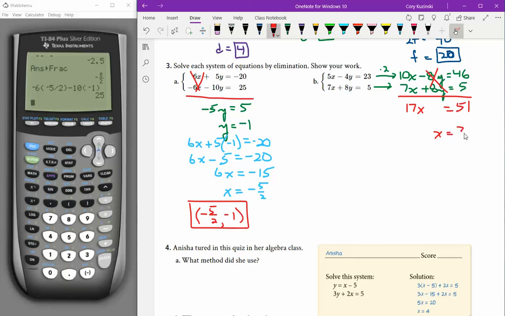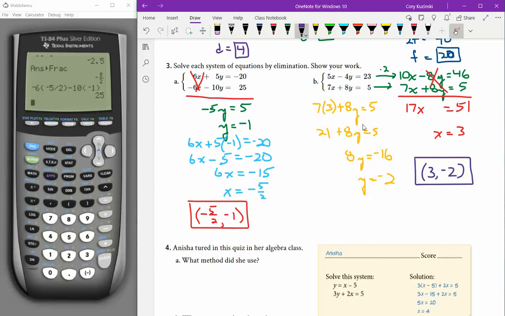51 divided by 17 is 3. So that works out pretty nice. X is 3. Now we just got to figure out what y is. So I think I'll come over here and I'll plug that 3 into the bottom equation. Again, you can do either equation. I like this one because the y's got a positive coefficient there. So it's 21 plus 8y equals 5. Subtract 21 from both sides. 5 minus 21 is negative 16. And then divide both sides by 8. And we get negative 2. So our solution here is when x is 3, y is negative 2.